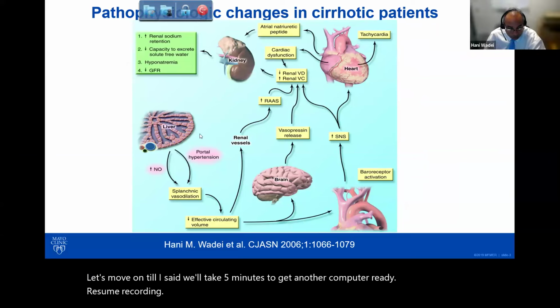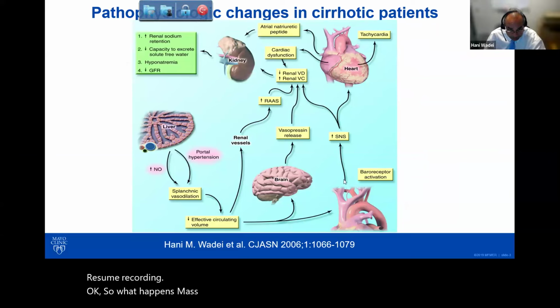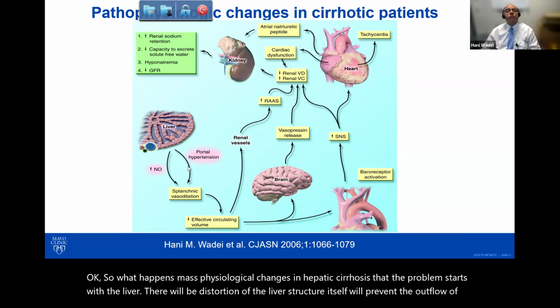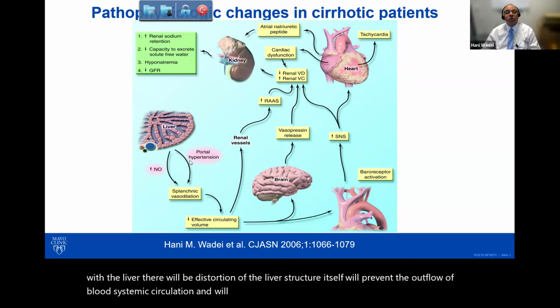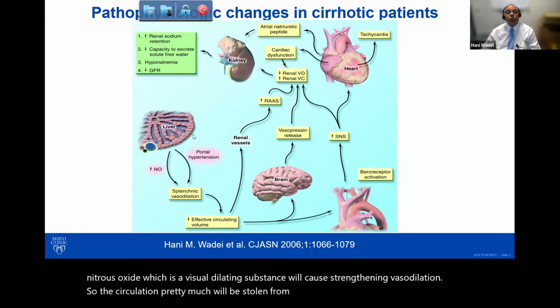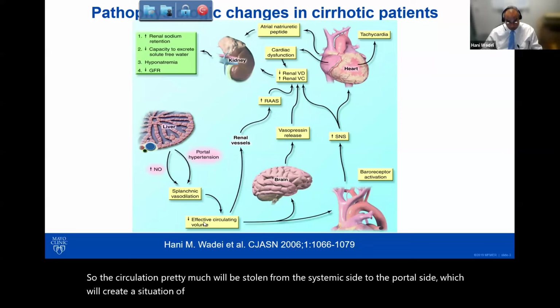Okay. So what happens, the pathophysiological changes in hepatic cirrhosis, is that the problem starts with the liver. There will be distortion of the liver structure itself, which will prevent the outflow of blood to the systemic circulation and will cause portal hypertension. This is along with the increase in nitric oxide, which is a vasodilating substance, which will cause strengthening vasodilatation. So the circulation pretty much will be stolen from the systemic side to the portal side, which will create a situation of reduction in the effective circulating volume.